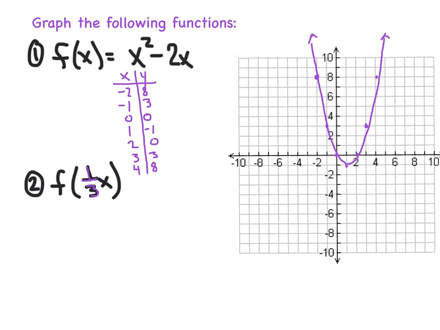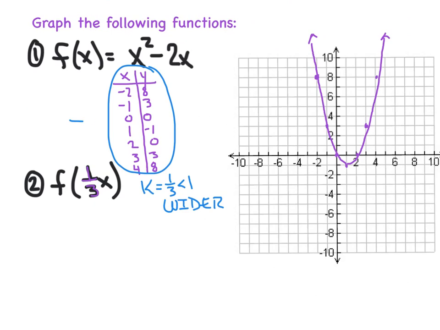Now remember, we could say that my k value here is 1/3, and because that's smaller than 1, we're expecting this to make the graph a lot wider. And the one thing I'm going to do is basically recopy this table, but as I'm recopying it, I'm going to divide every x-coordinate by 1/3.